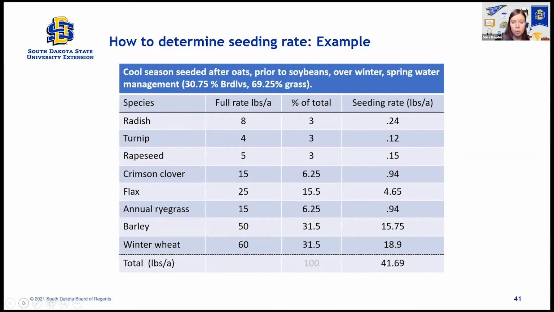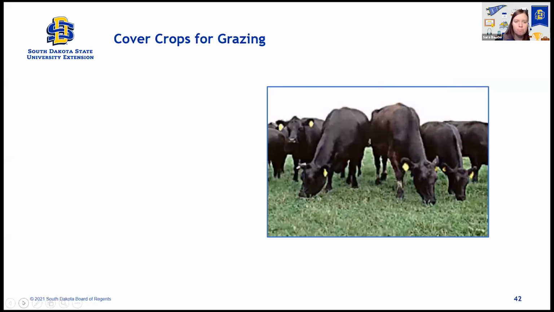NRCS offers a spreadsheet that will calculate most of these things for you. If you go to bit.ly/sdcovercrops, that shows you that information. And I think I have that resource at the end.